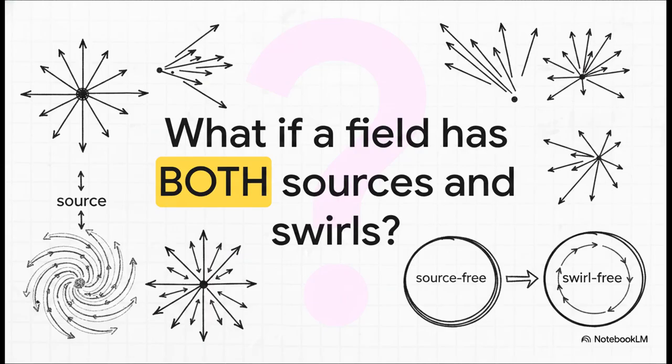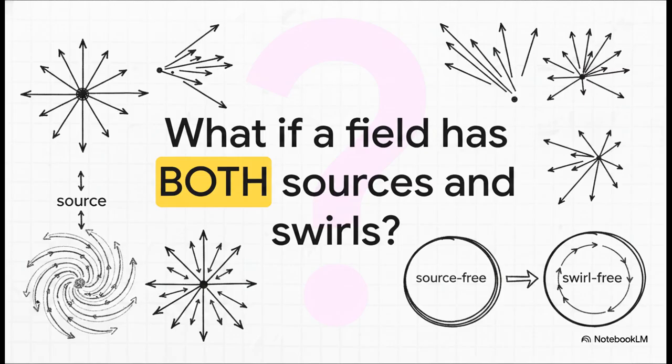So the huge takeaway here is this. Any vector field, no matter how complicated and messy it looks, can be totally understood by just asking 2 simple questions. Does it have sources and does it have swirls? Which kind of leads us to one last really interesting question. What about that fourth case? What does it even mean for a field to have both sources and swirls?